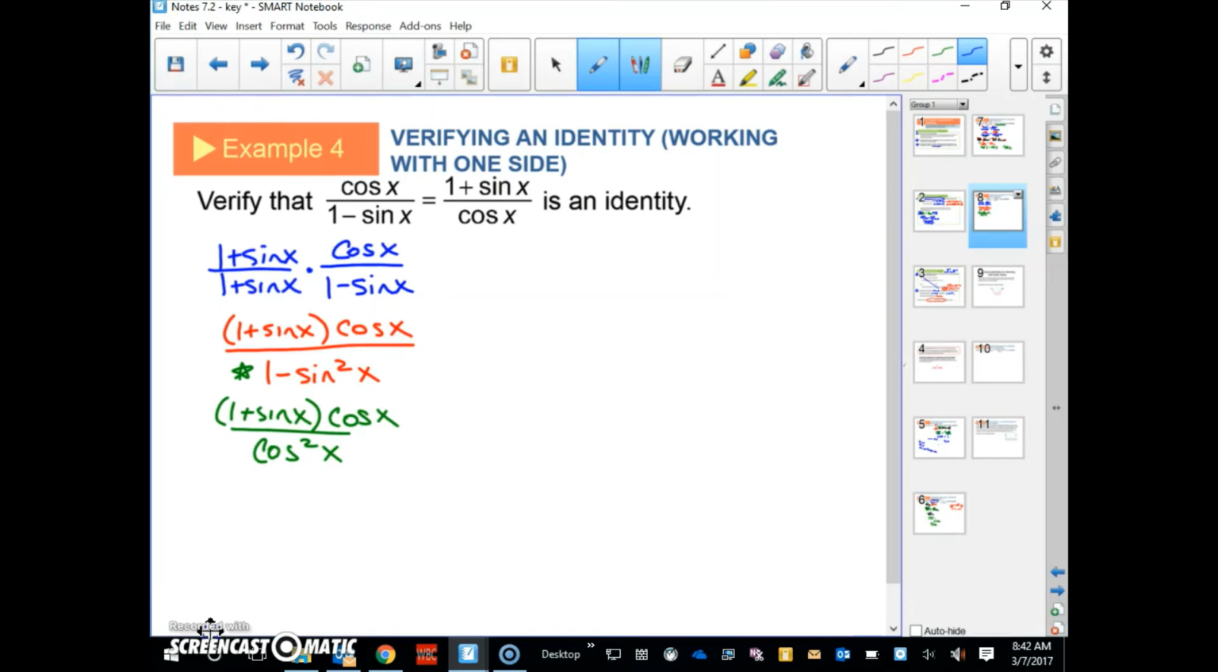One of these cosines is going to cancel out. If I had x over x squared, I cancel out one of those x's, I get 1 over x. The cosine works in the exact same way. I cancel out one of those cosine x's, and it's going to leave me with a cosine x on the bottom. We got 1 plus sine x over cosine x, and that's exactly what I wanted. At that point, you can see the left side equals the right side. And when you have the left side equals the right side, you know you're finished.